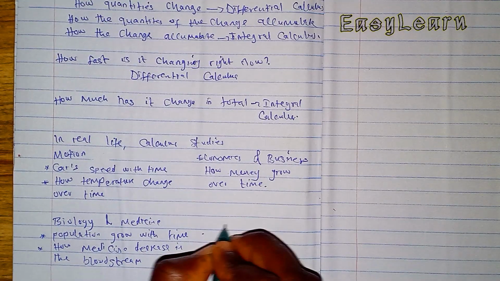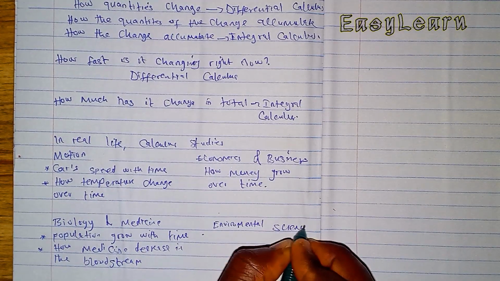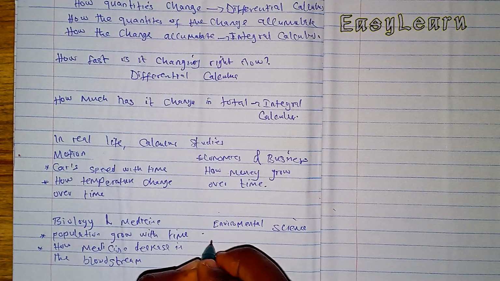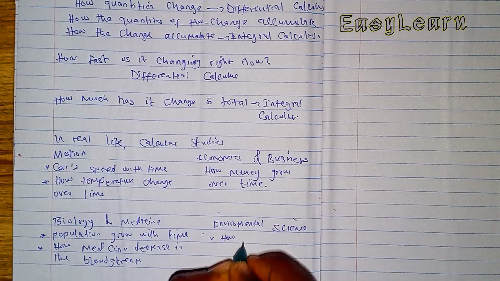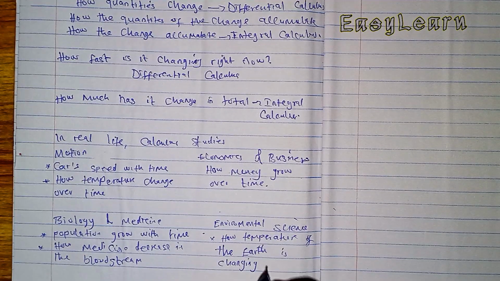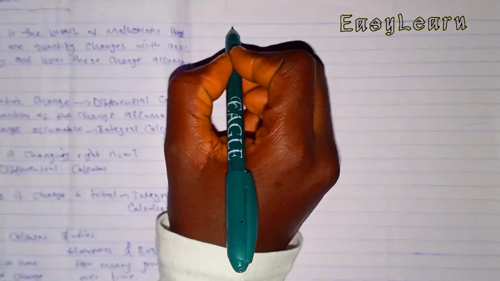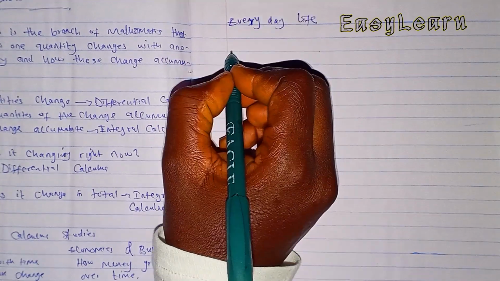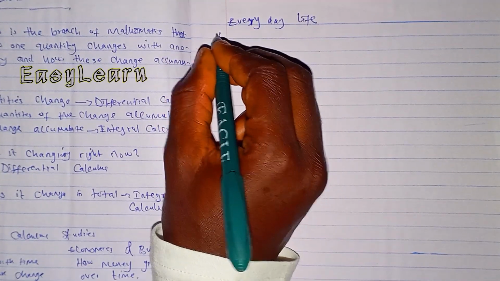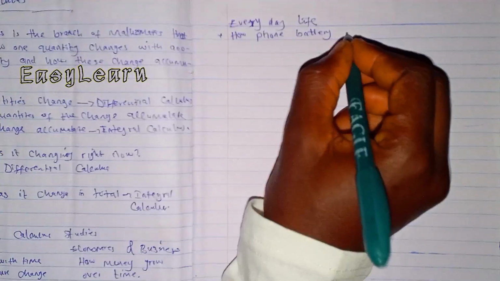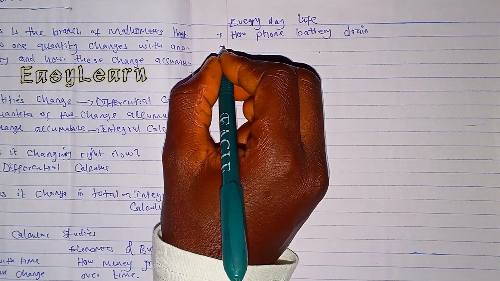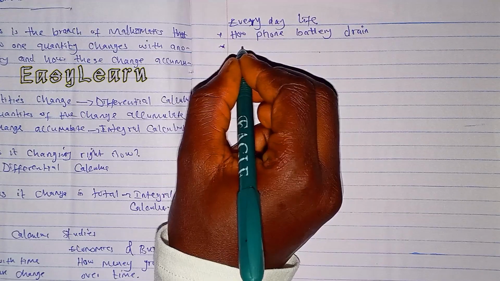In environmental science, calculus studies how the temperature of the earth is changing with time. In our everyday activities, calculus can also study how a phone battery drains, how plant height changes day by day.